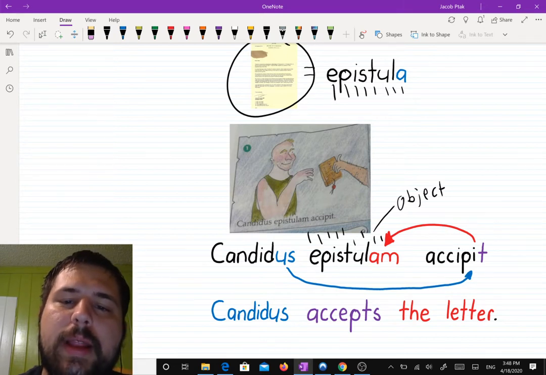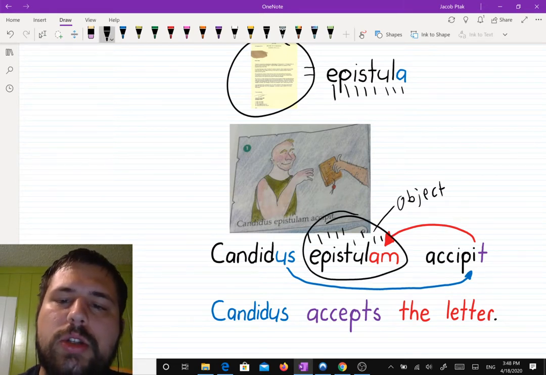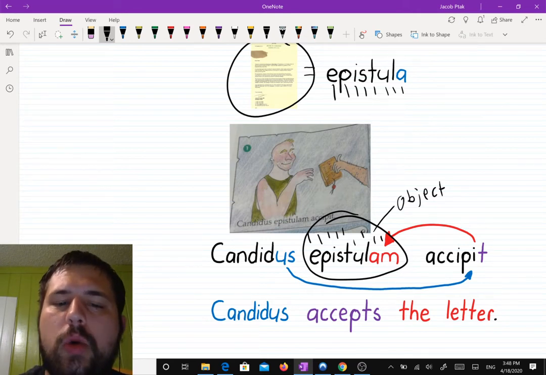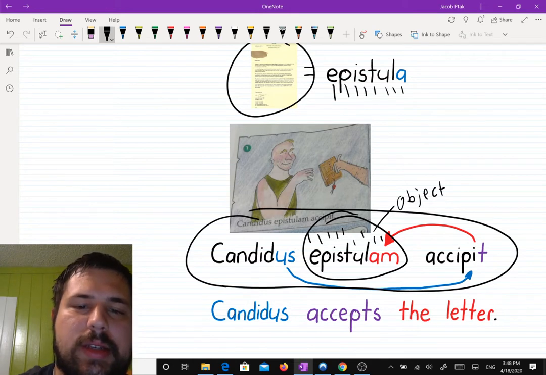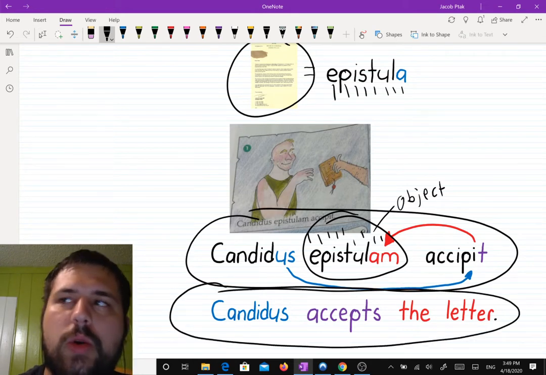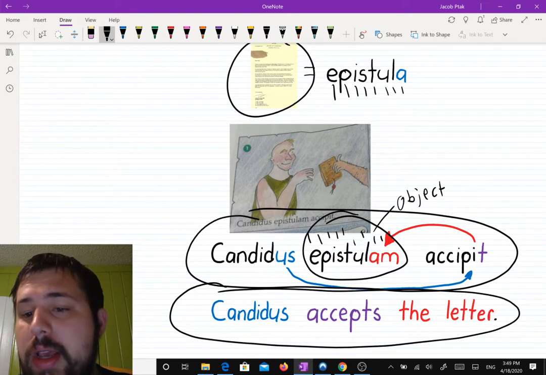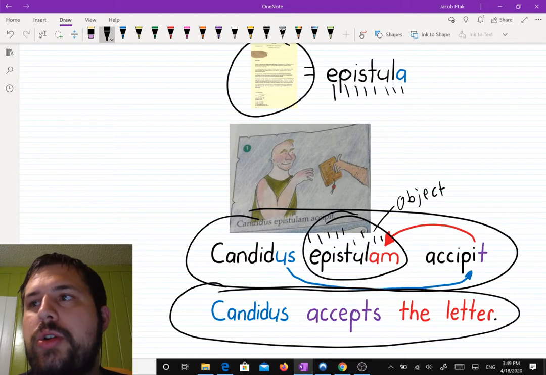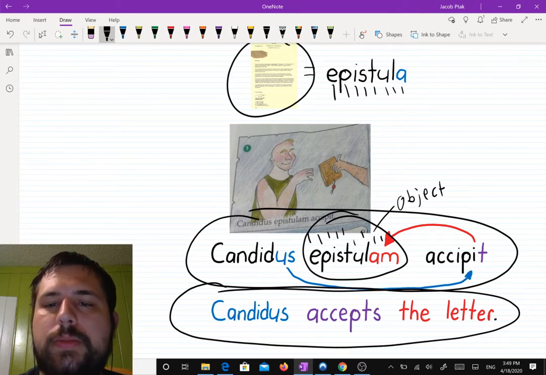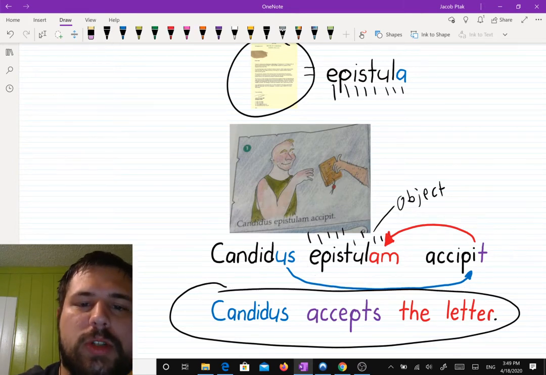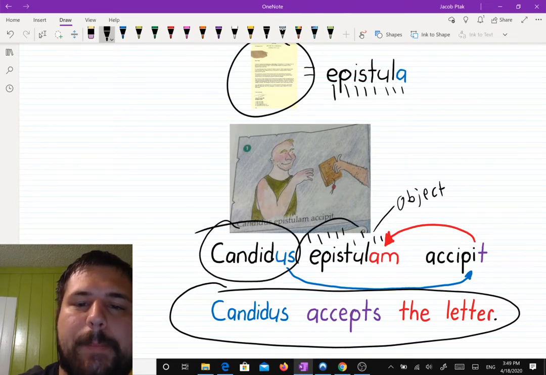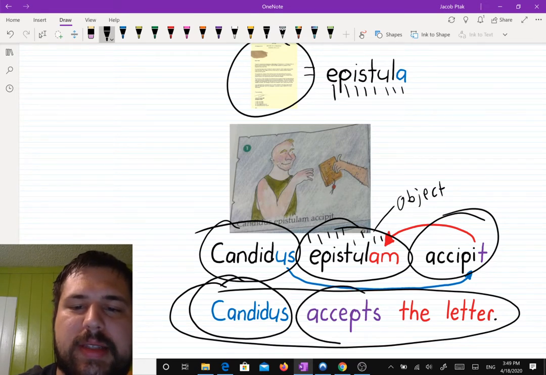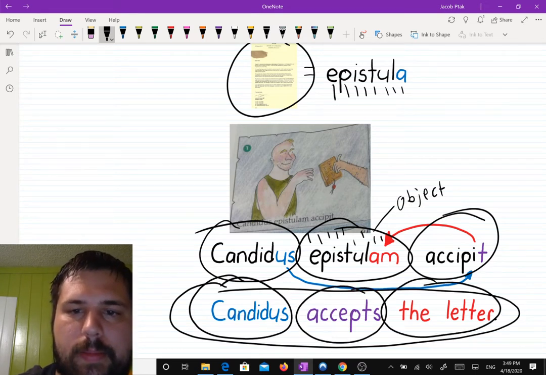And so the spelling of the word here told you what it was doing, even though the order of the Latin sentence is not the same as the order in the English sentence. It's actually the spelling of the Latin word that tells you the order you need to put it in English. So, one more time. Candidus epistulam accipit. Candidus accepts the letter. Let's move on.